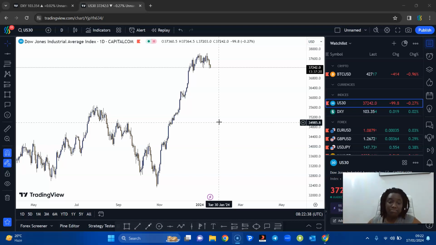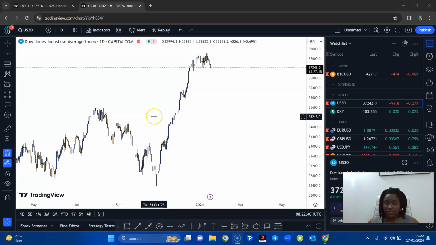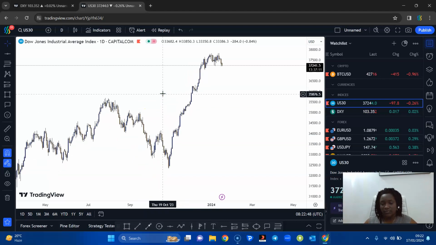So personally, I like to look at the market from the daily time frame. Sometimes I go into the weekly, but very often I stay on the daily time frame, get what I need, and then I trade based on that. And my entry time frame most of the time is the H4 time frame.